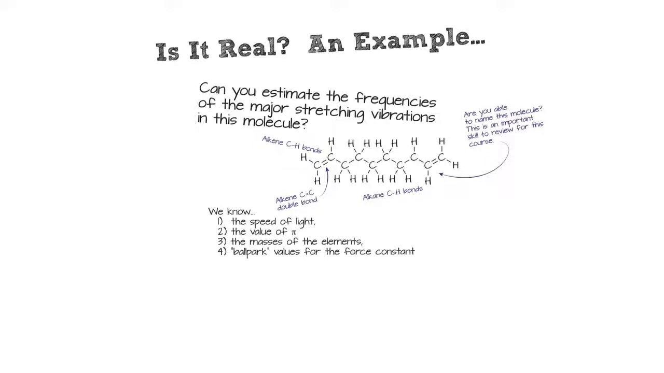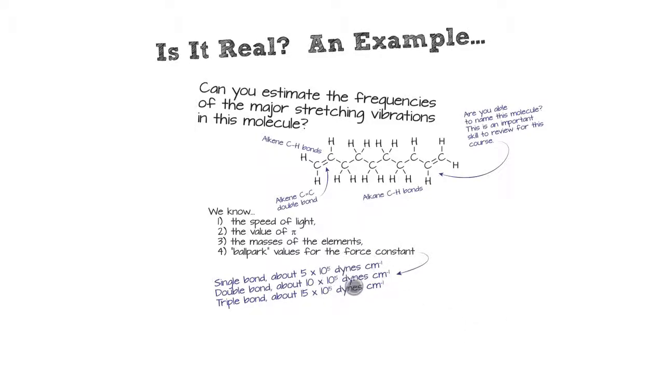We need to know, well, we know the speed of light, we know pi, we know the masses of the elements. We just need to know the force constants. And you know what? There's some sort of ballpark figures. A single bond is about 5 times 10 to the 5 dynes per centimeter. A dyne is a unit of force. So that's a lot like newtons per meter, right? It's like how much force does it take to move it a certain distance? Well, it takes 5 times 10 to the 5 dynes to move it 1 centimeter. That's what this number means.